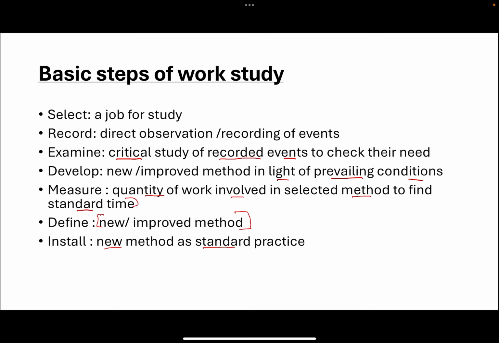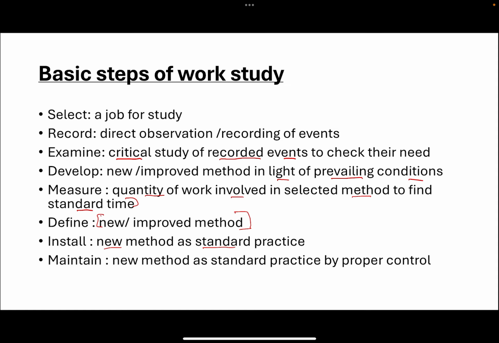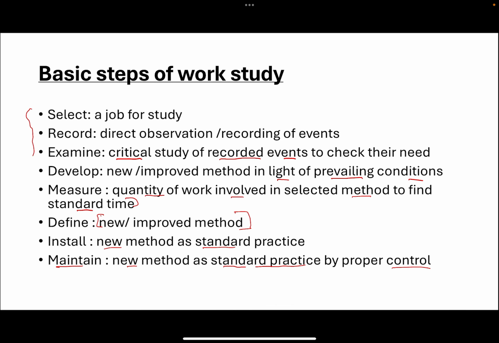So we will urge the users to follow this particular method. Then we will try to maintain the new method as the standard practice by proper control. We make sure that this method is enforced or used by all the workers. So these are the basic steps of work study.